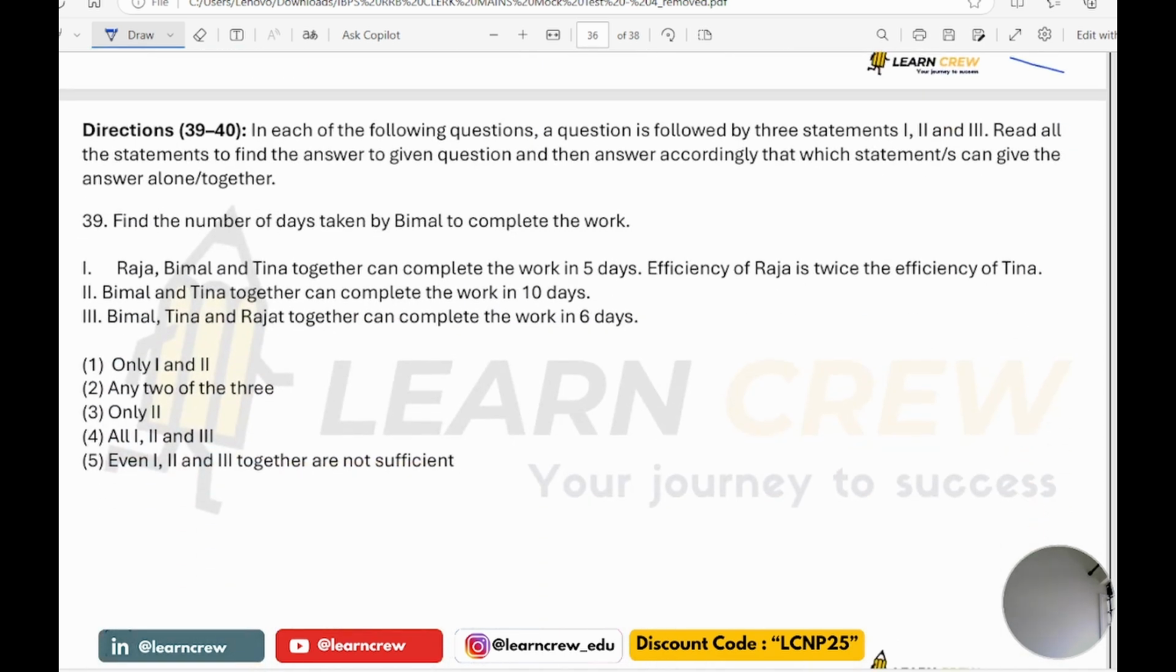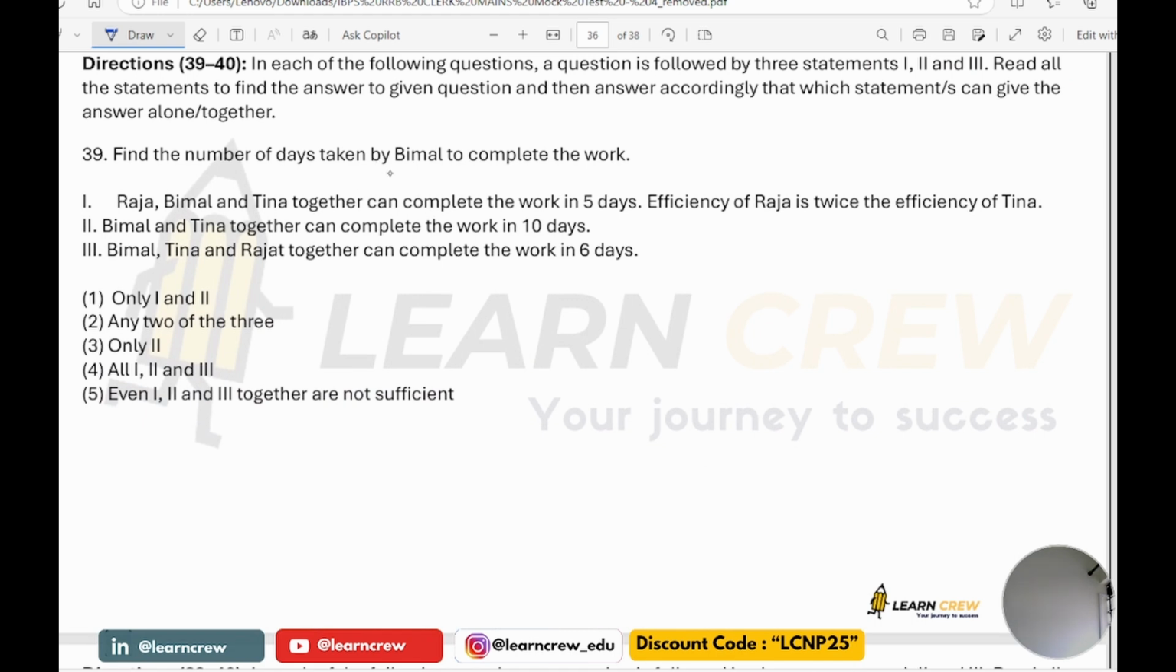Next, find the number of days taken by Bimal to complete the work. Raja, Bimal and Tina together can complete the work in 5 days. Efficiency of Raja is twice of Tina. Bimal and Tina together can complete the work in 10 days. Bimal and Tina, so 1 and 2 are sufficient. 1 and 2 are sufficient to answer. So answer is only 1.